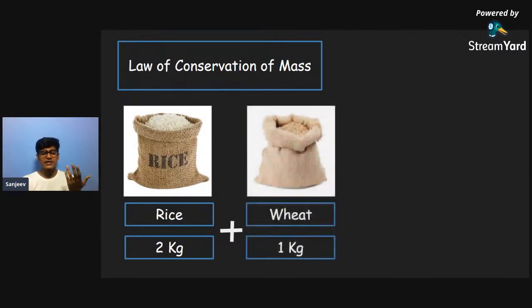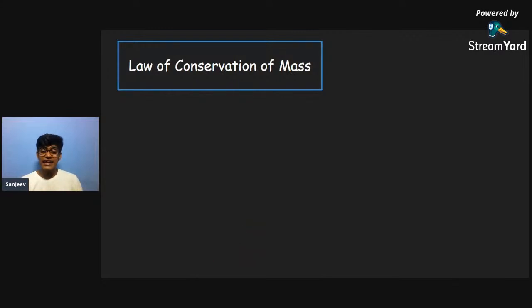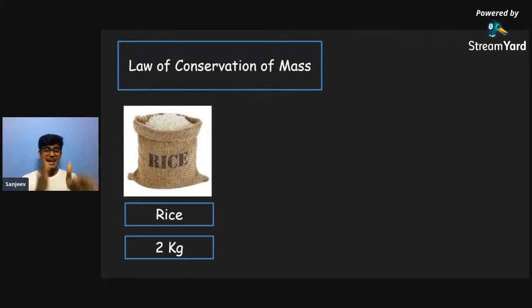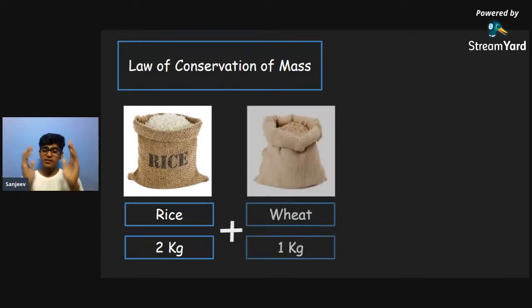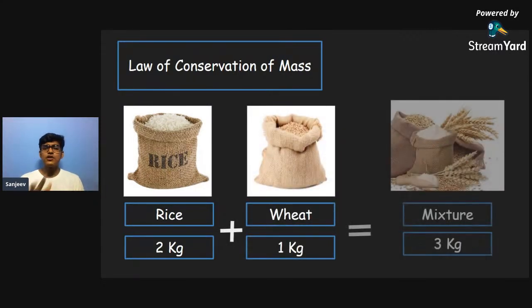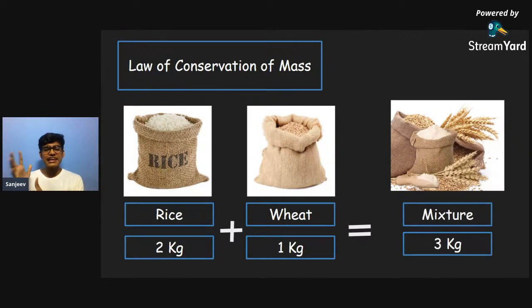oh, before that, let's take one more example, if you haven't understood that one. If we take a 2 kg rice bag and 1 kg of wheat, and we mix both of them, we will get 3 kg of mixture. Remember, the weight is constant, the weight on the reactant side and the weight on the product side. Of course, what is a reactant, what is a product? Reactants are the elements or compounds before the chemical reaction, and products are the substances after the chemical reaction.